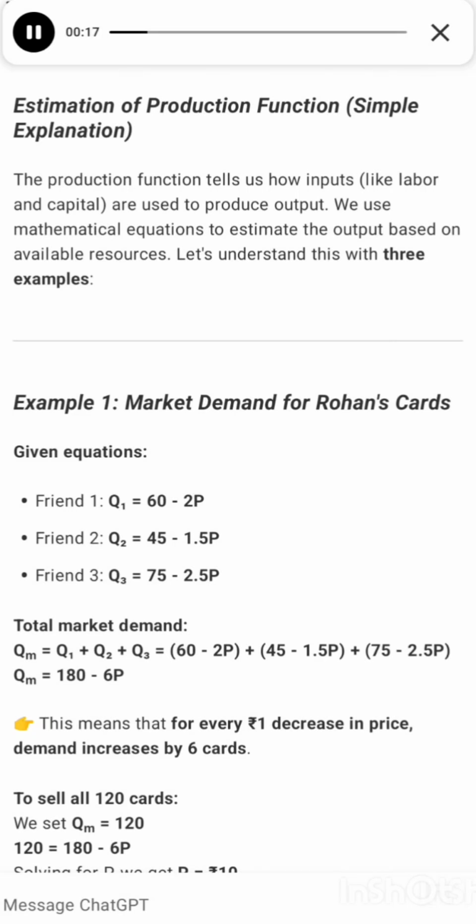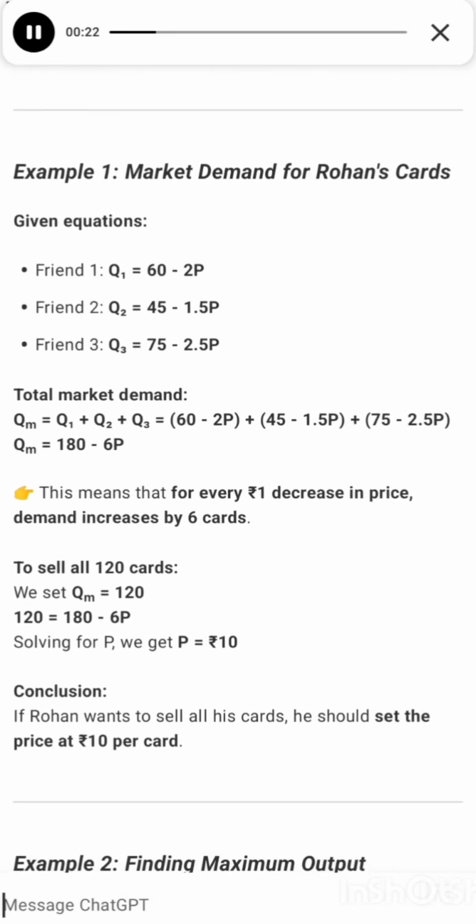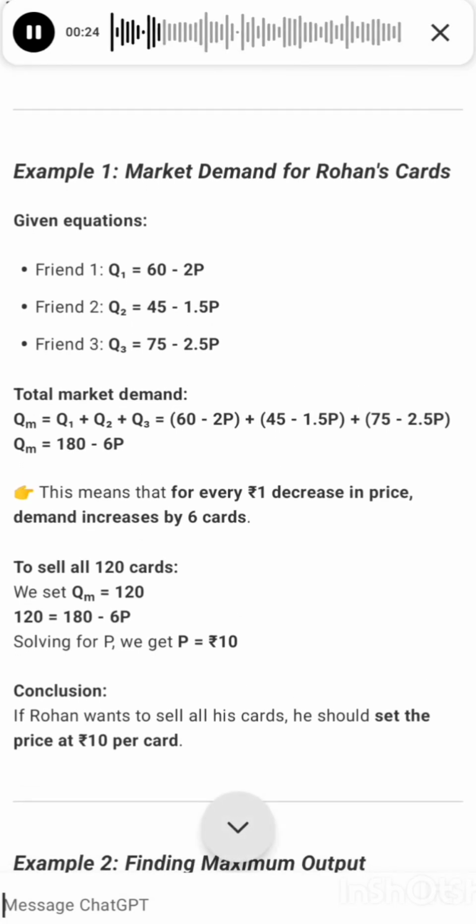Example 1, market demand for Rohan's cards. Given equations, friend 1, Q1 equals 60 minus 2p. Friend 2, Q2 equals 45 minus 1.5p. Friend 3, Q3 equals 75 minus 2.5p. Total market demand, Q equals Q1 plus Q2 plus Q3, equals 60 minus 2p plus 45 minus 1.5p plus 75 minus 2.5p, equals 180 minus 6p. This means that for every 1 decrease in price, demand increases by 6 cards.